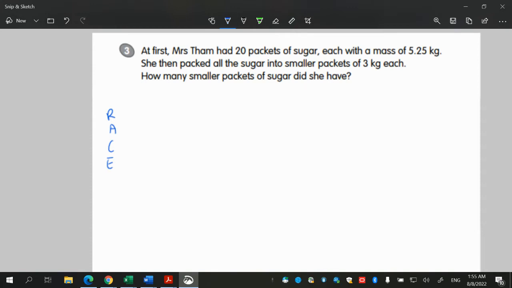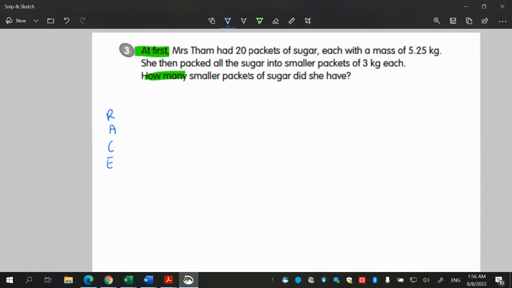At first, Mrs. Tam had 20 packets of sugar, each with a mass of 5.25 kilograms. She then packed all the sugar into smaller packets of 3 kilograms each. How many smaller packets of sugar did she have? You see immediately the first part says at first. That means there's a story going on. Mrs. Tam is going to do something, and then after that there's a question at the end: how many smaller packets of sugar did she have?